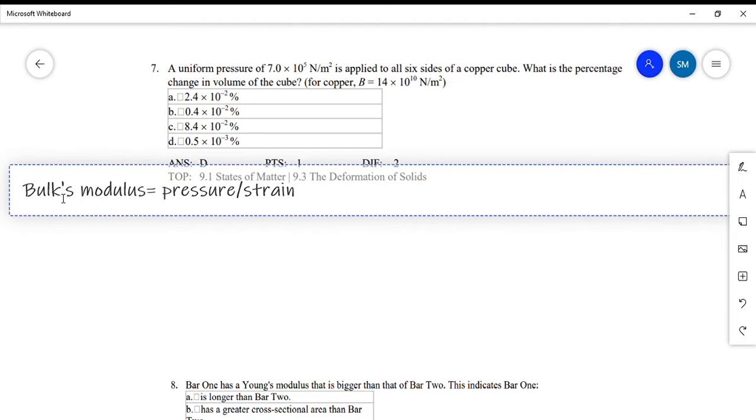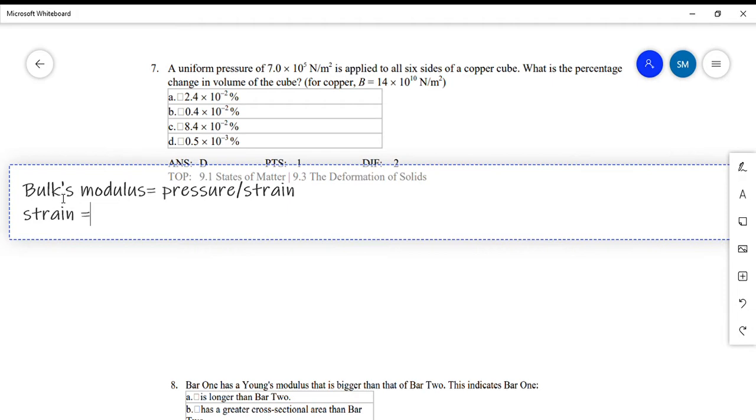Stress is when you apply the force on one side of the solid. Pressure is when you apply the force on all sides. This is the difference. We have bulk modulus equal to pressure over strain, and we wanted to know the strain. Strain is equal to pressure over bulk modulus.